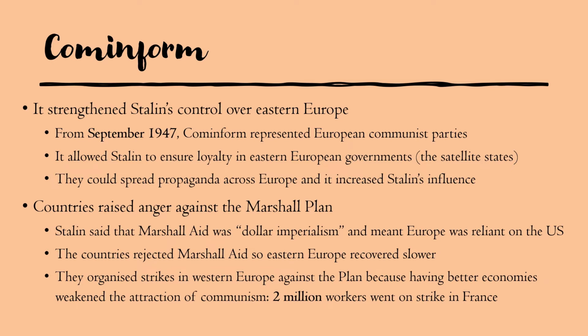And this meant that he had to try and stop this. And so the communist parties in France, in Italy, for example, organised strikes from workers. So in France, 2 million workers went on strike against Marshall aid. It didn't make much of a difference, so France still accepted it. The second thing that was set up was Comecon.